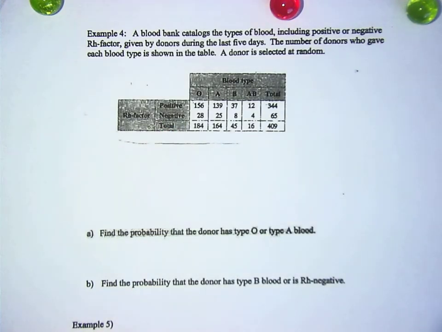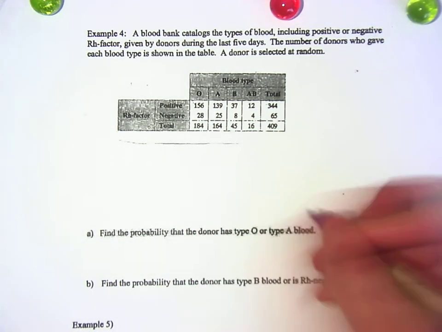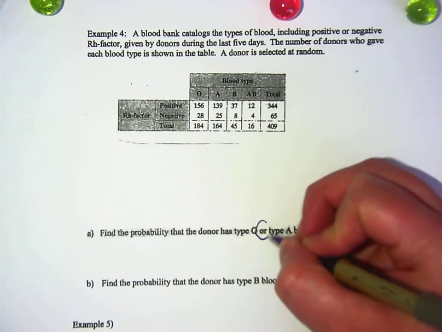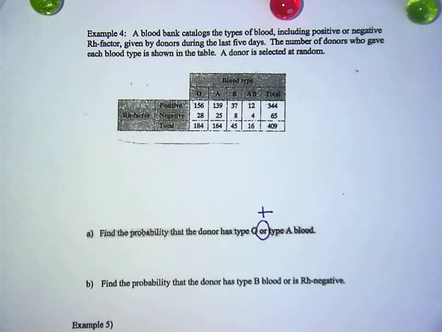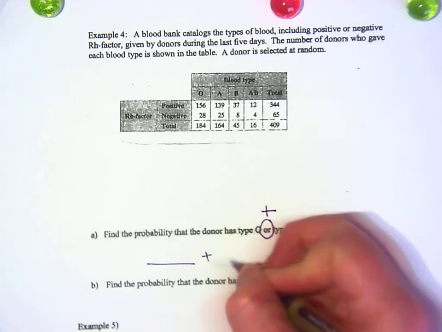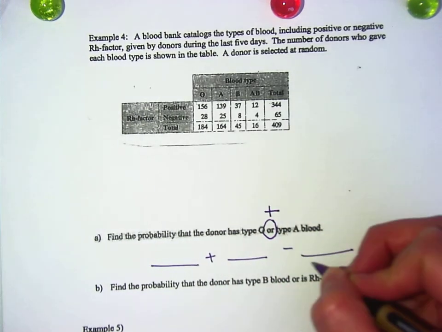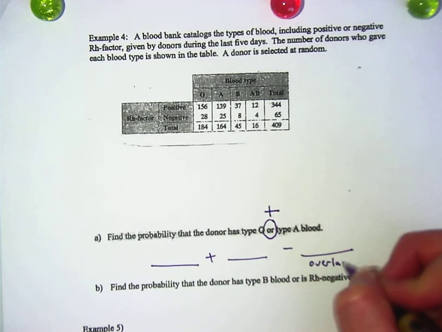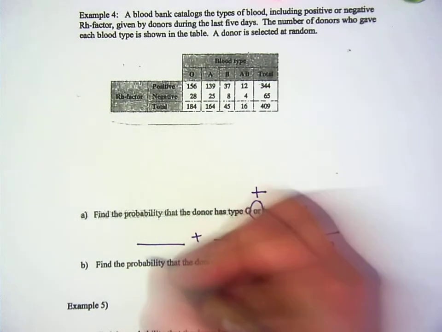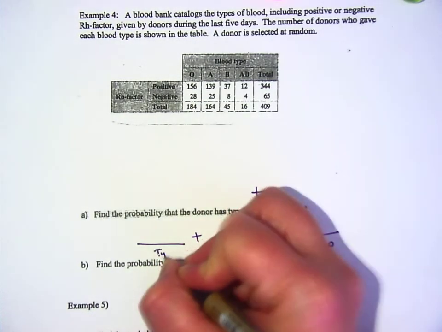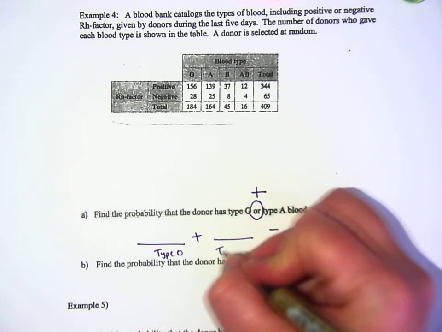All right, so find the probability that the donor has type O or type A blood. The word or is the thing that makes me know that this is going to be an addition problem. So I'm going to have two things, and I'm going to add, and subtract the overlap. What if it said and? What would you do? Multiply them. All right, so we got type O and type A blood.